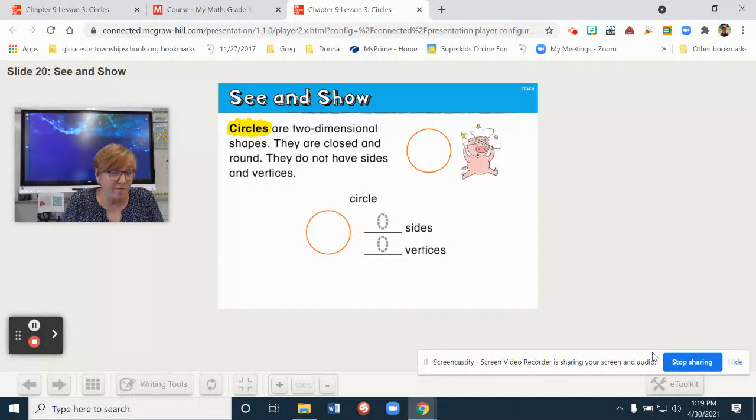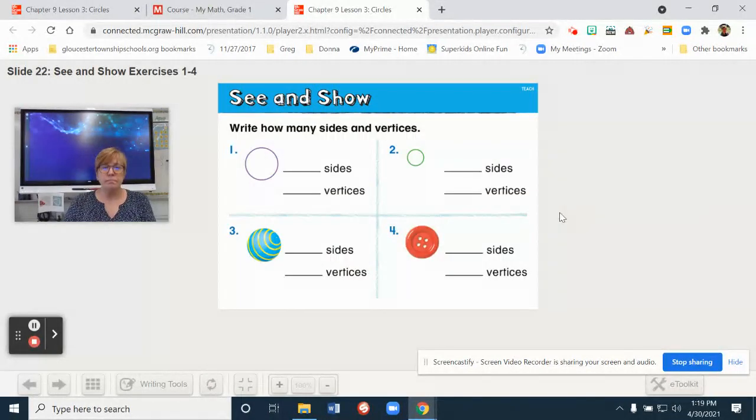They do not have sides and vertices. So as you can see right there, they have answered both of those things. Those are what we call attributes, talking about what they have. It's a two-dimensional shape, no sides, no vertices. Okay. I'd like you to go through each of these, 1, 2, 3, and 4, and write how many sides, how many vertices, and when you come back, you can check your answers.